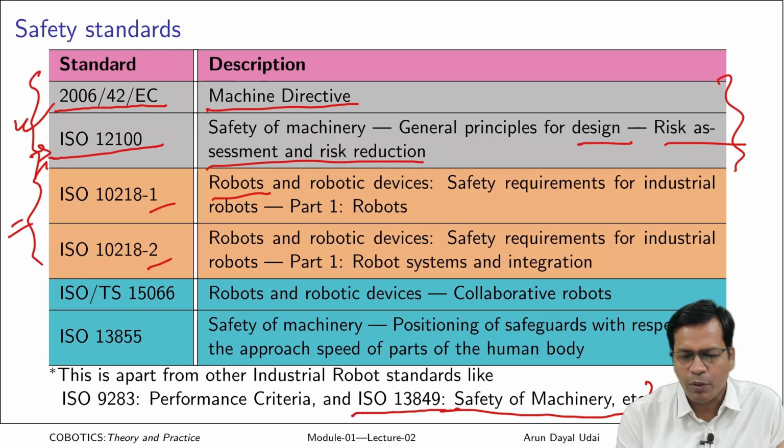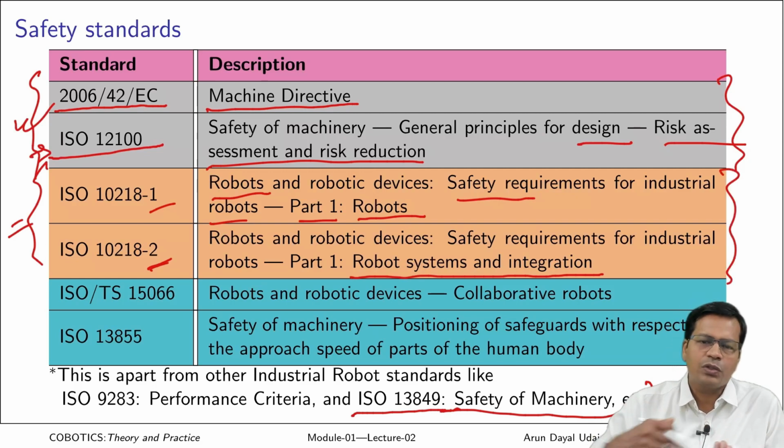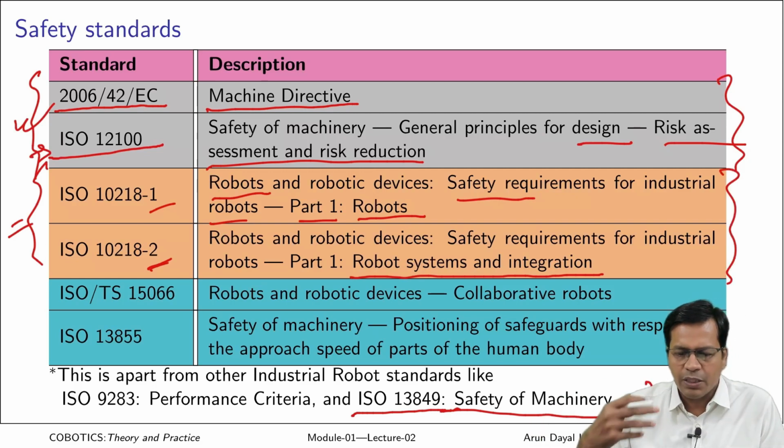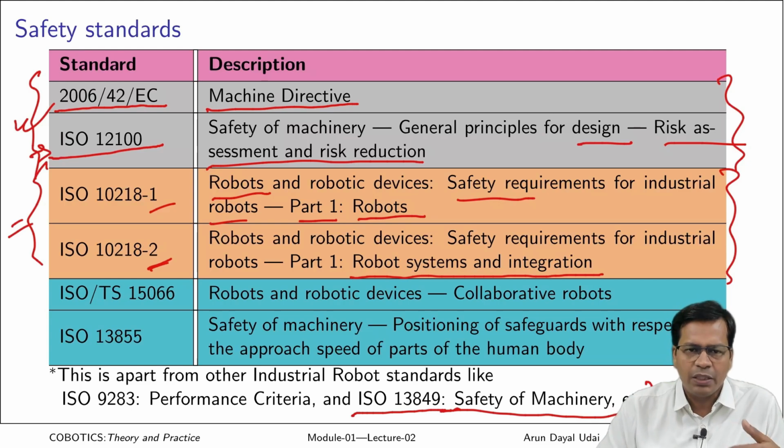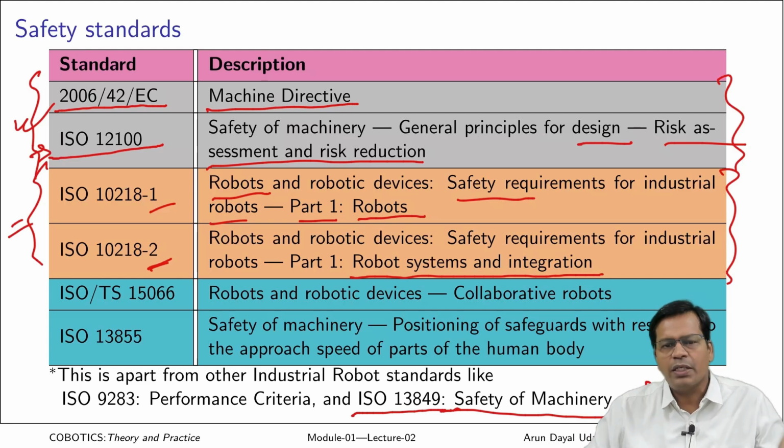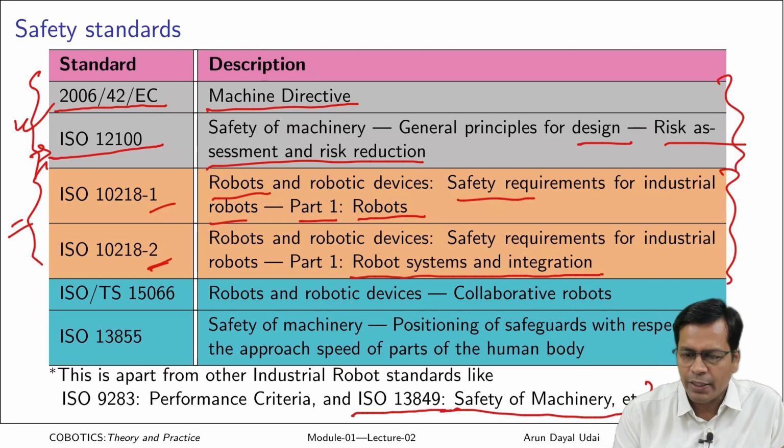Robots and robotic devices, safety requirements for industrial robots: part 1 says it is for the robot, and part 2 is for robot systems and integration. It is for all the accessories that go around the robot. It may be a gripper, a turntable, a linear rail, and even the safeties which are around. So, it has to take care of all those. It is very important for the integrators, whereas part 1 is for the manufacturer.